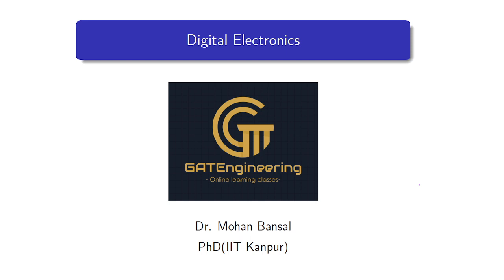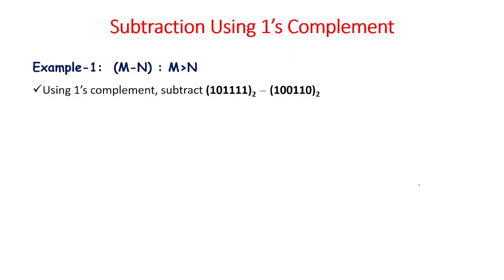In this video, we will talk about subtractions using 1's complement. This is the subtraction in the binary number system. With the help of 1's complement, we will see the subtraction of binary numbers. In the last video, we have already talked about subtraction using 2's complement.